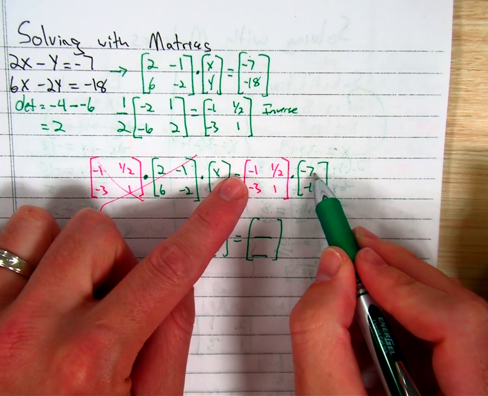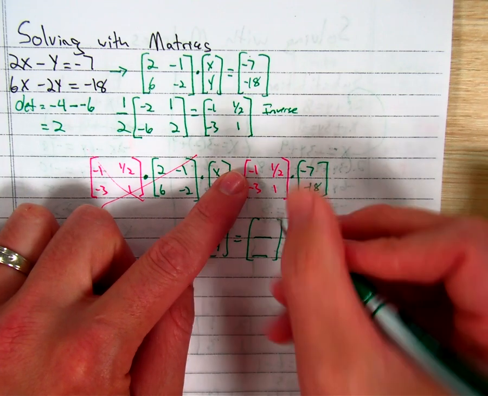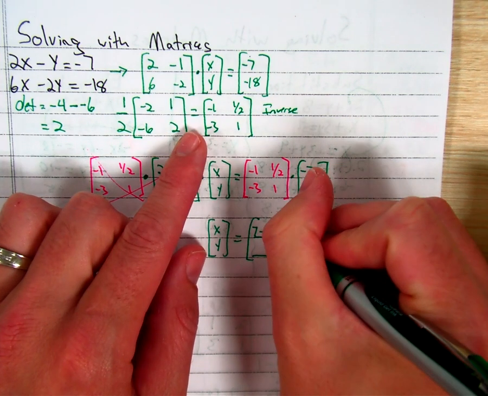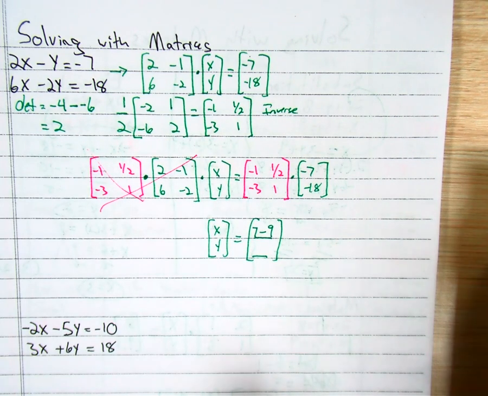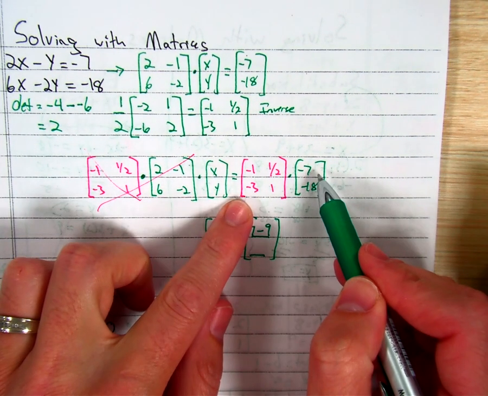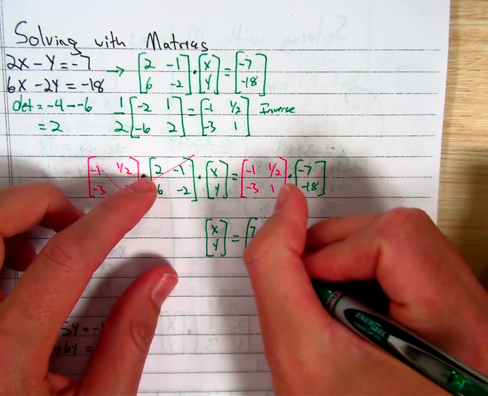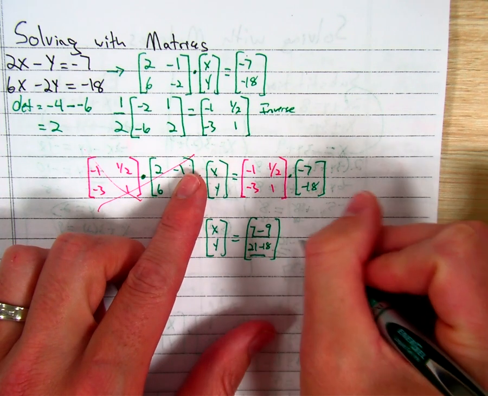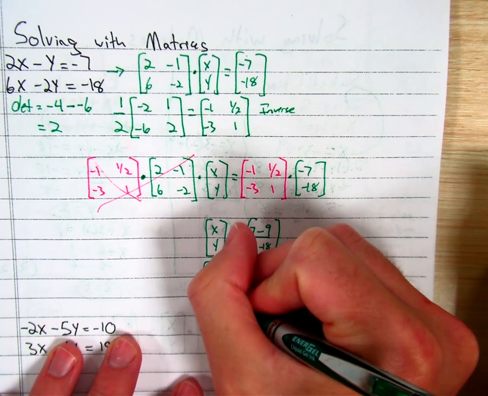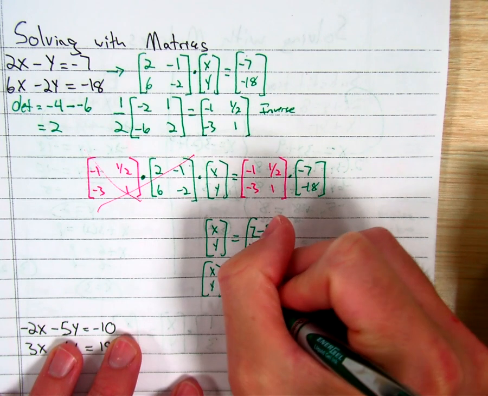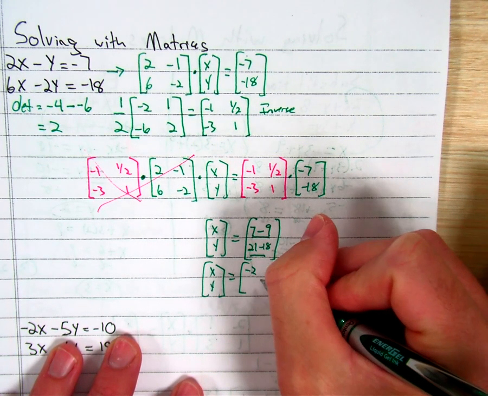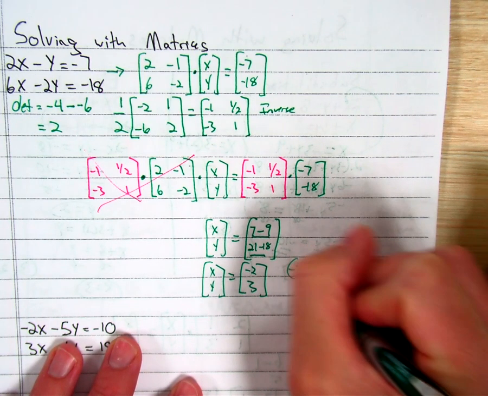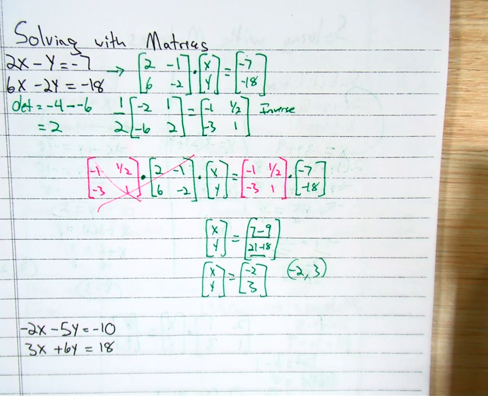So we're going to have negative 1 times negative 7 is positive 7. Half times negative 18 is going to be negative 9. Bottom row, so we're going to have negative 3 times negative 7 for a positive 21. 1 times negative 18 for a negative 18. x, y equals negative 2, positive 3, and then your coordinate point is negative 2, 3.